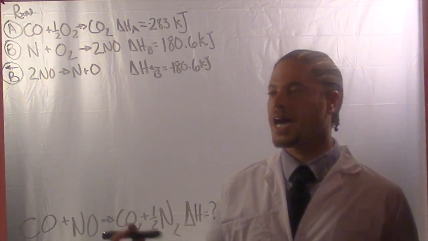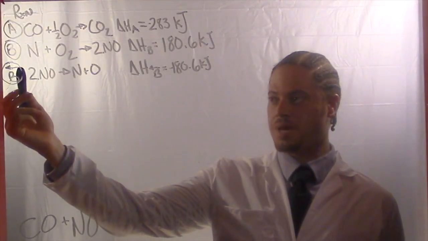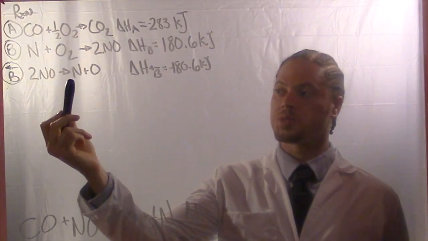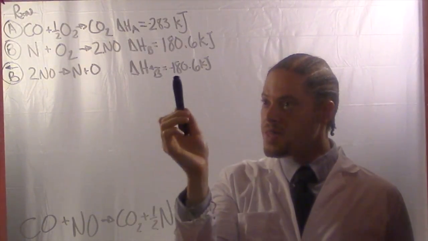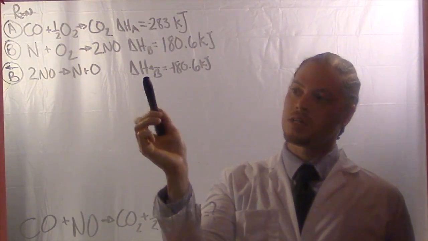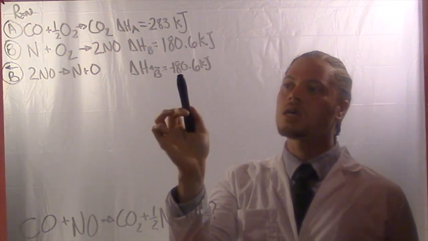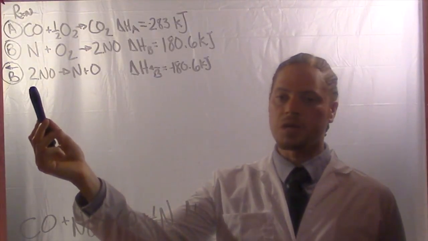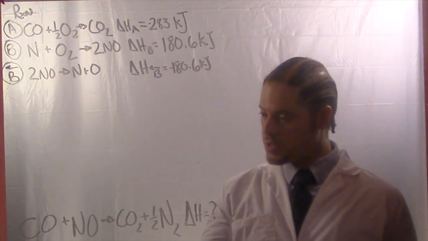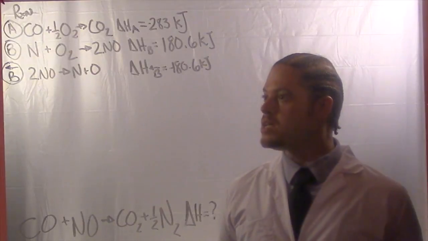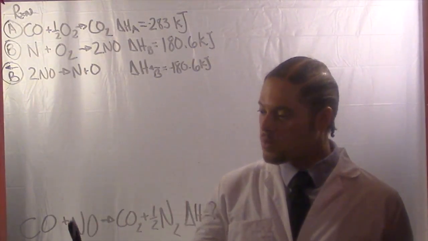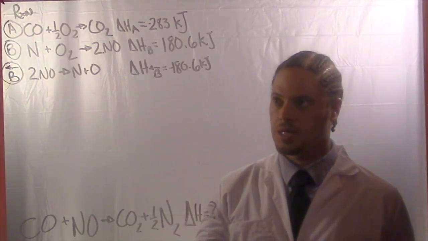When we reverse reaction B, I represented it by a backwards arrow and a B, we get two equivalents of NO to produce N plus O, and then our change of H of B backwards is a negative value. And then we compare reaction B with the reaction we're trying to get. And if you notice, we have two equivalents of NO, and we only want one equivalent of NO.